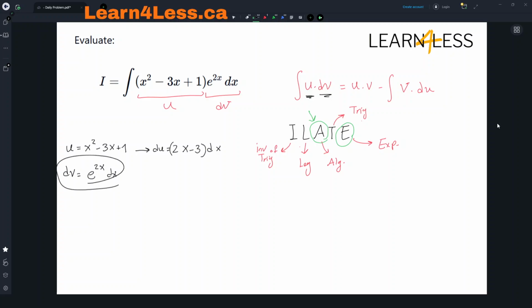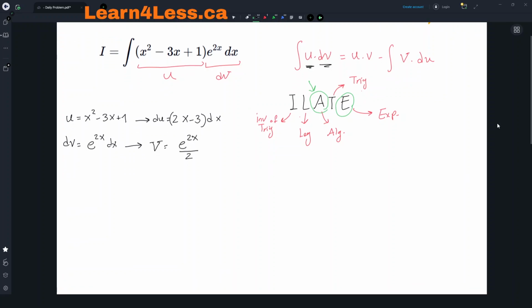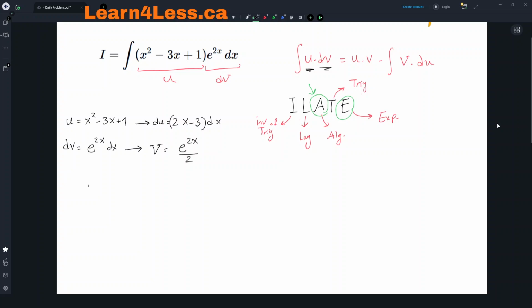And to find v, we simply take the integral of that function. v is equal to the integral of e to the power of 2x, which is e to the power of 2x over 2. By the way, if you have any problem with taking this integral, you can simply use u substitution.